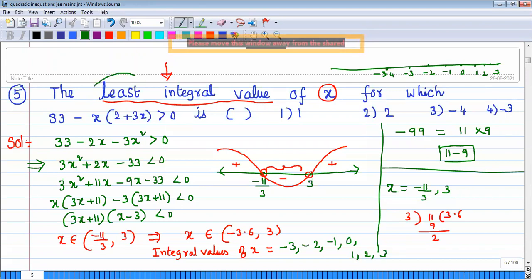What we are asked is the least value. What is the least value? -3. So the answer is the fourth option. Instead of doing this lengthy method, you substitute the options. Substitute 1, check whether it is greater than or equal to 0. Substitute 2, whether it is greater than or equal to 0. Substitute -4, substitute -3. Obviously, -3 will be the least value. So fourth is the right option. But it is a method.